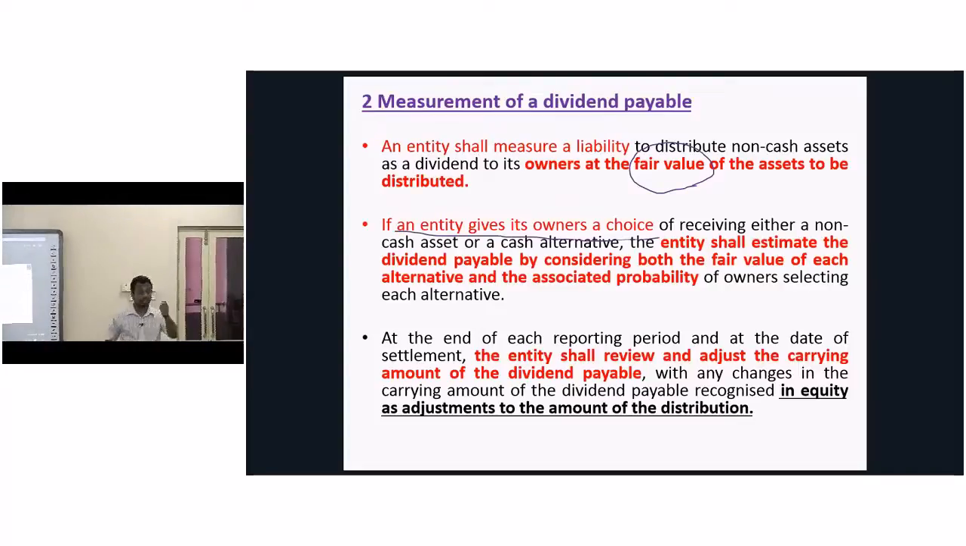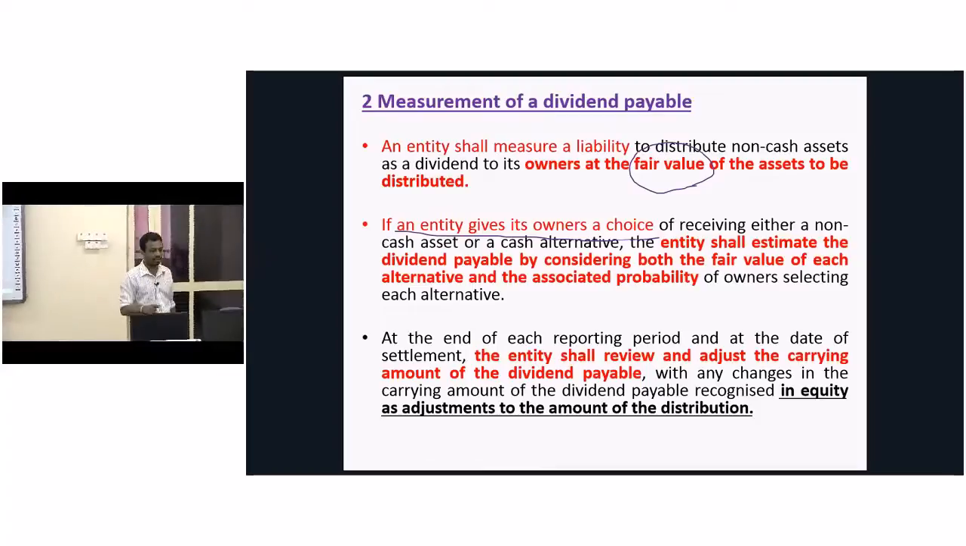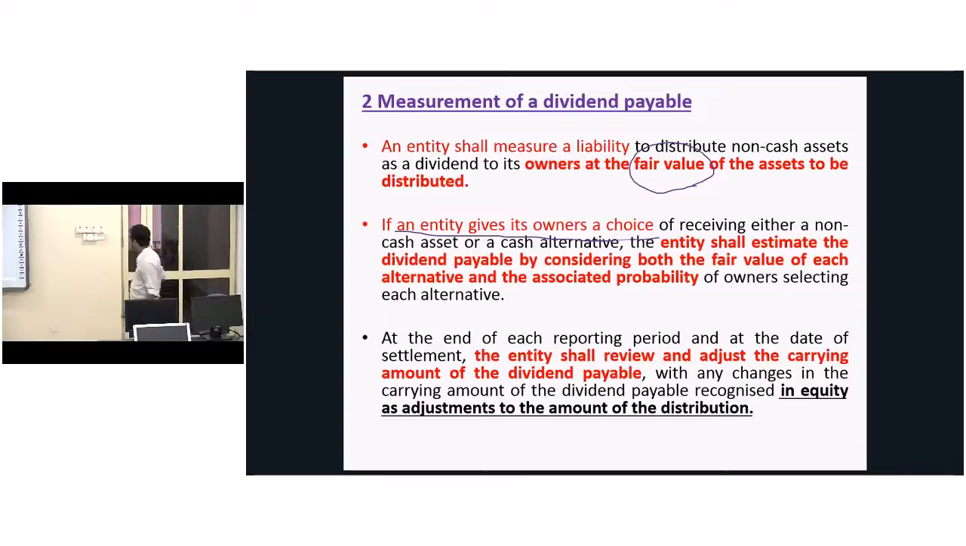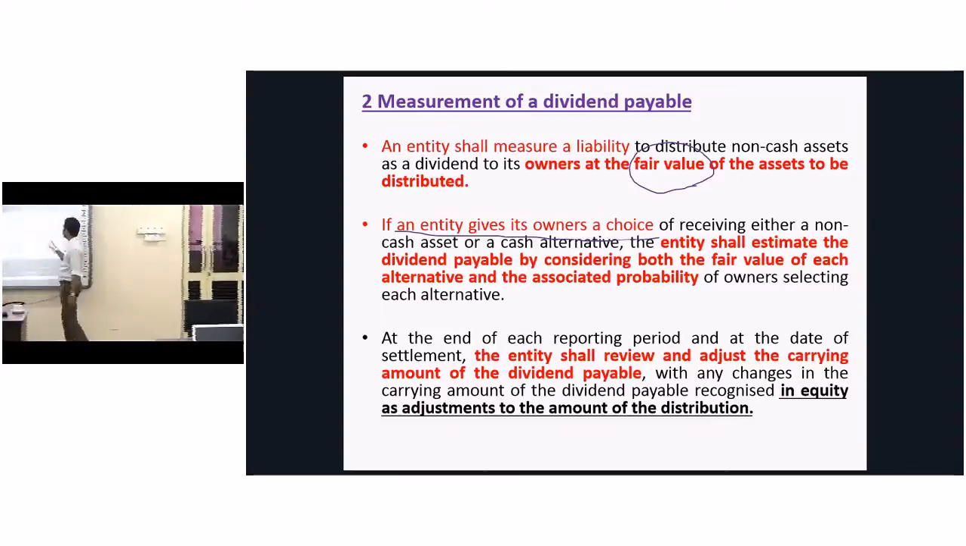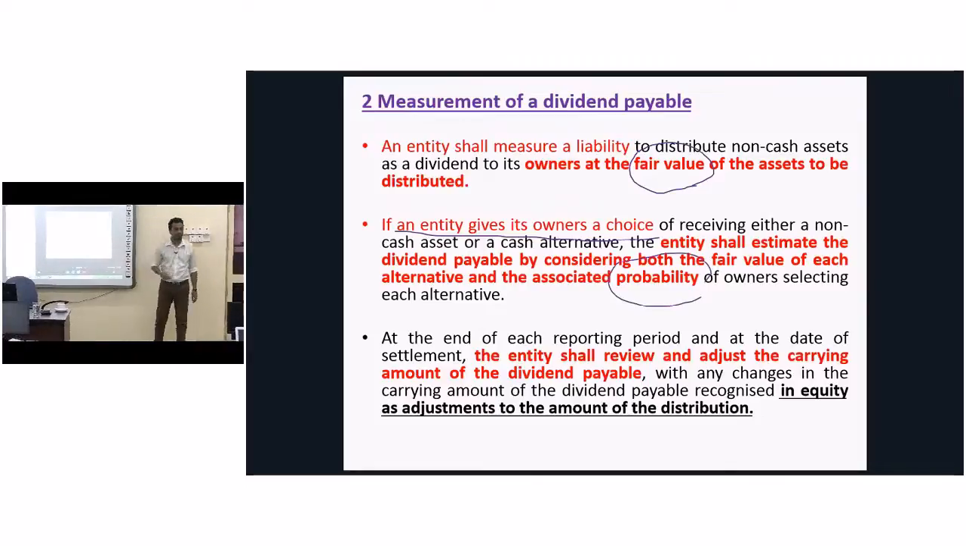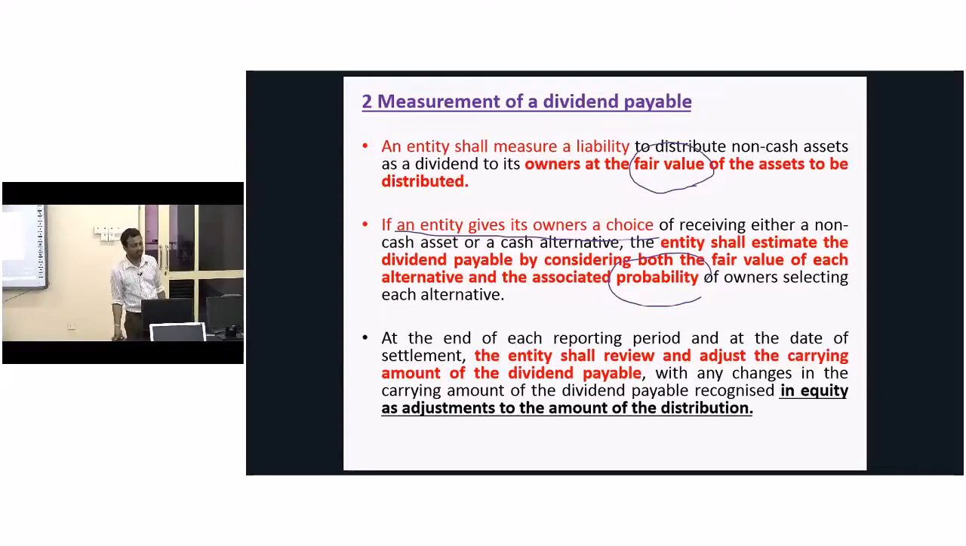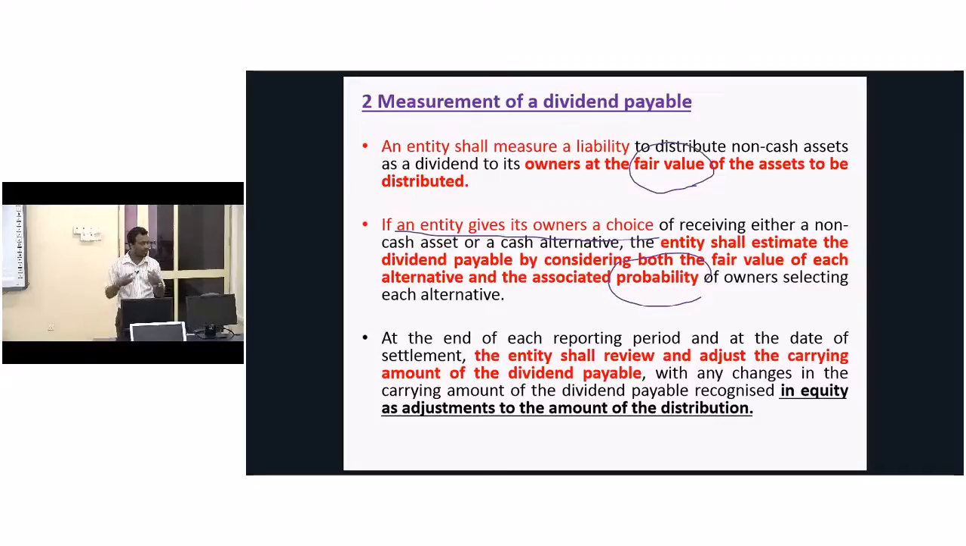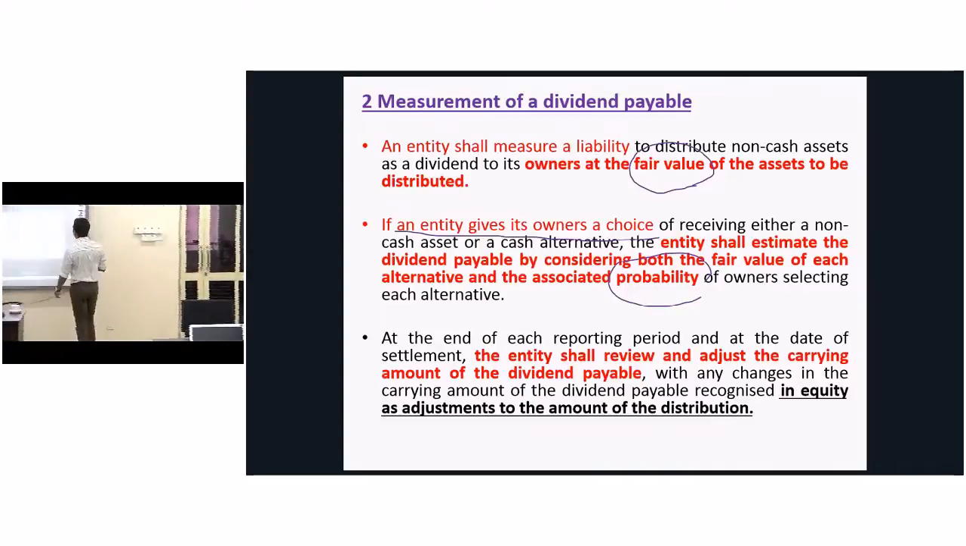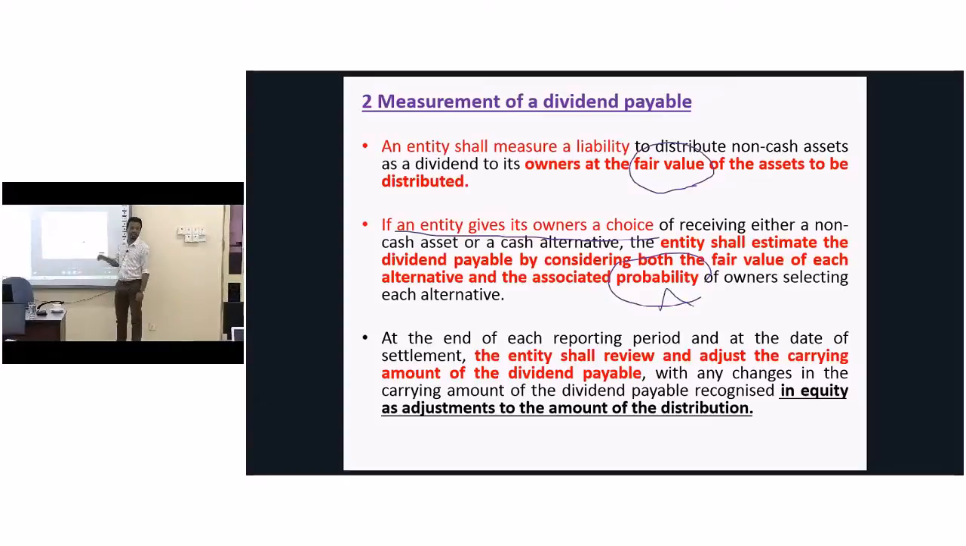If an entity gives a choice to select whether you get cash or non-cash, then how do we find the fair value? In that case, you have to calculate fair value based on the probability of selection, where the choice is made by shareholders. If I have 100 shareholders, I decide based on a probability factor how many will select the cash option. I have to decide it based on a reasonable estimate of the probability of selecting each alternative. It's another area.